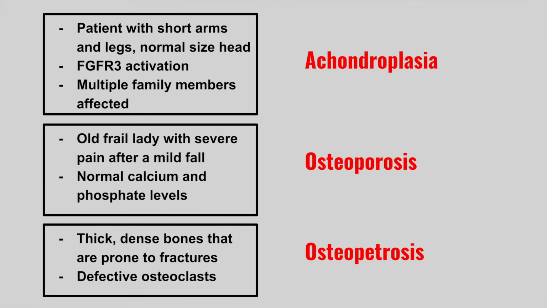Okay, the osteoclasts aren't working, and so there's abnormal bone resorption that leads to these really thick bones. And here, a bone marrow transplant is potentially curative because the osteoclasts are derived from the monocytes in the bone marrow.